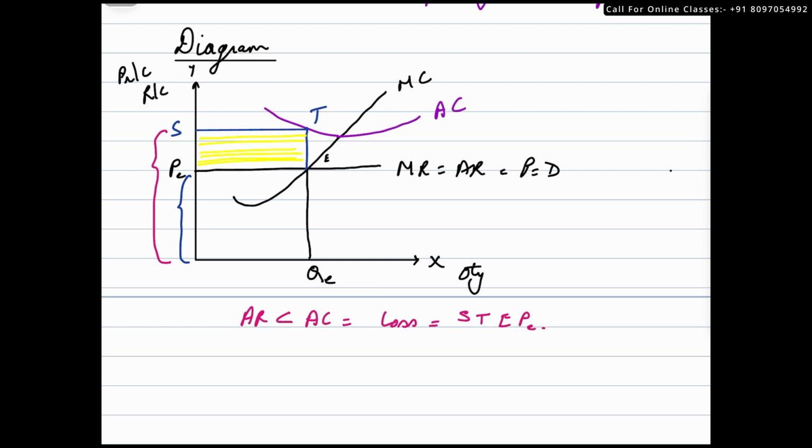How much is your AR? AR is equal to O, PE, E and QE, and AC is equal to O, S, T and QE.